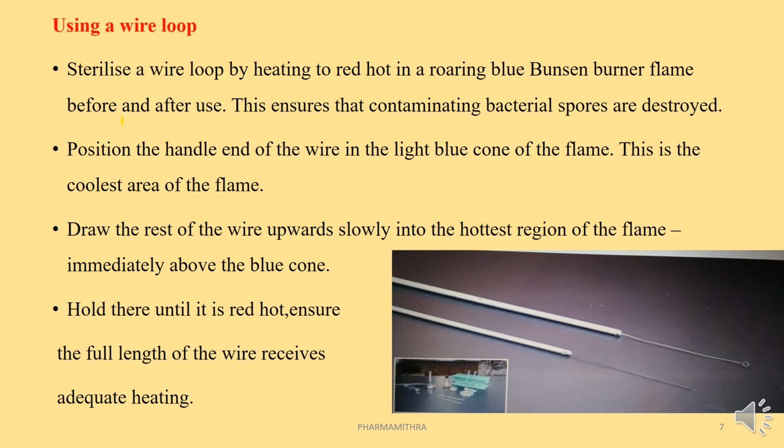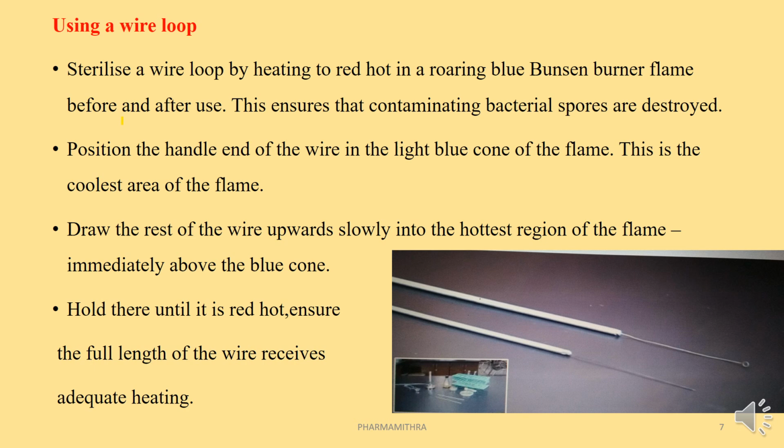Then we can move on to how to use this wire loop. When using a wire loop, we want to hold the handle of the wire loop close to the top, as you hold a pen at an angle that is almost vertical. This leaves our little finger free to take hold of the screw cap or cotton plug of the bottle. It also ensures that any liquid culture on the loop will run down into the flame.